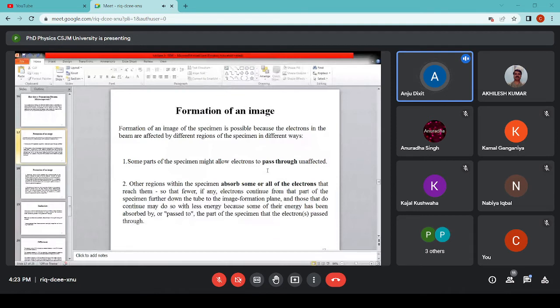Formation of an image of the specimen is possible because the electrons in the beam are affected by different regions of the specimen in different ways. So the first thing that can happen is that some part of the specimen might allow electrons to pass through unaffected. Maybe some electrons are unaffected and they just pass through. The second thing that can happen is that other regions within the specimen absorb some or all of the electrons.